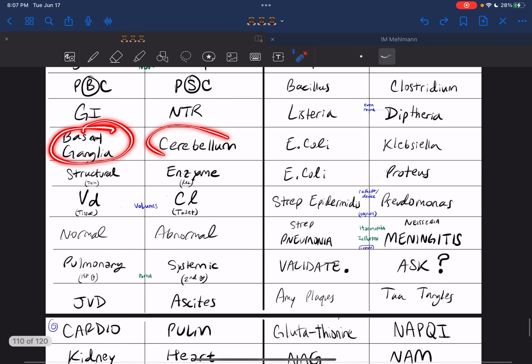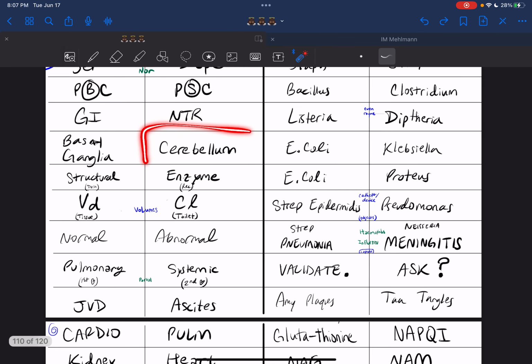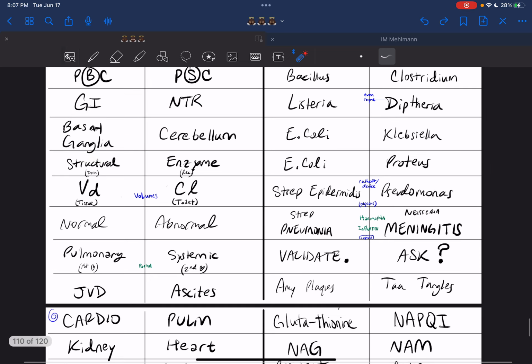Basal ganglia versus cerebellum, they both have to do with coordination. Basal ganglia is what lets you decide to move versus cerebellum is what lets you keep the move steady once you've already started doing it. In other words, basal ganglia initiates movement, cerebellum maintains movement. Start versus maintain. The beginning versus during.